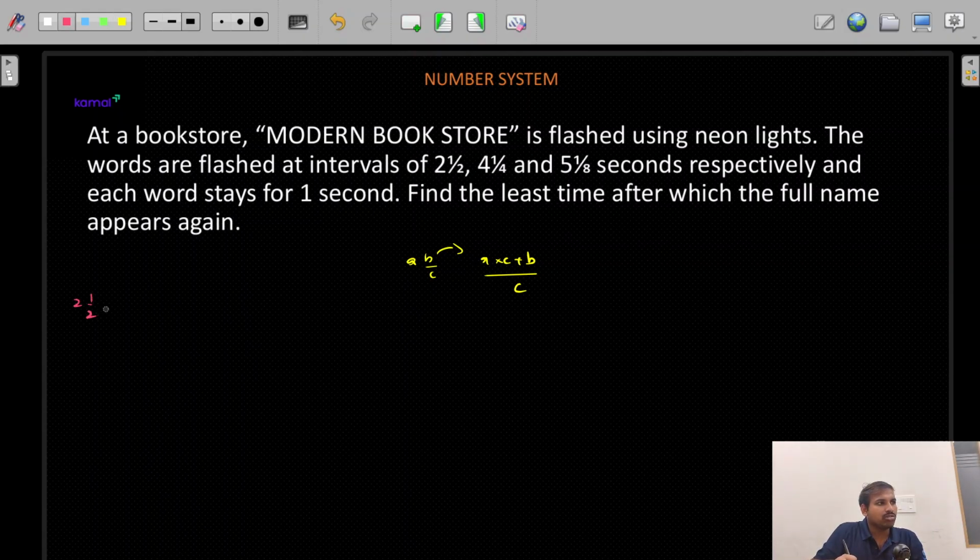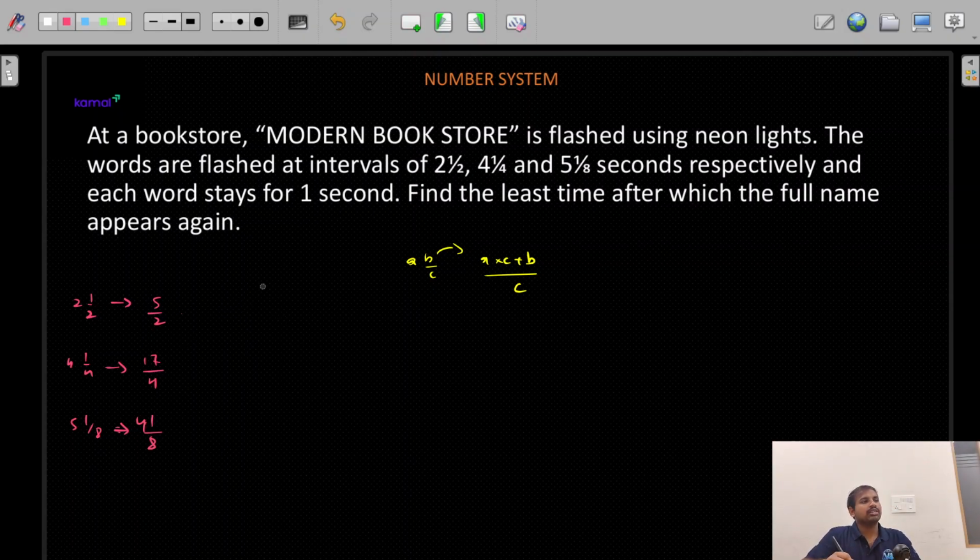So 2 1 by 2 is equal to 2 2s are 4, 4 plus 1 is 5, 5 by 2. Again 4 1 by 4 is equal to 4 4s are 16 plus 1, 17 by 4. And again 5 1 by 8, 40 plus 1, 41 by 8. So these are the proper fractions.